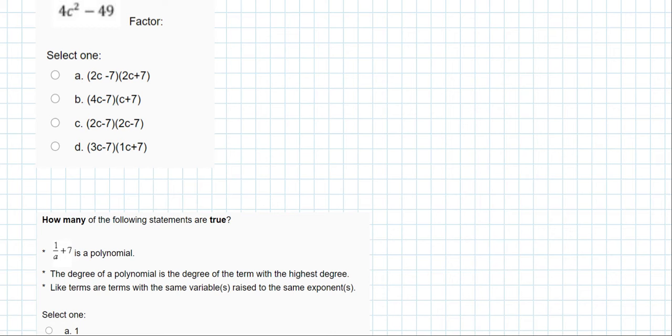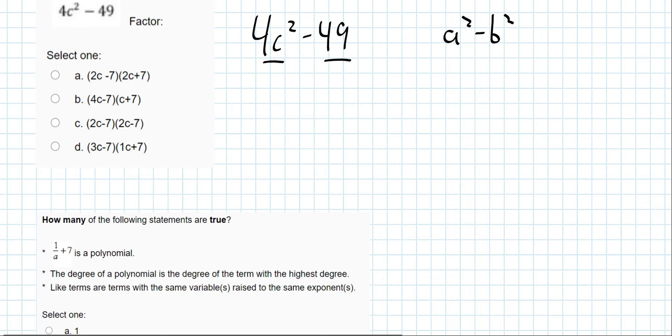Okay, here I think is the last page of questions from your assignment. It says here to factor 4c squared minus 49. This is a perfect square. This is an a squared minus b squared thing, and those always work out like this. That's just a shape we have to memorize.